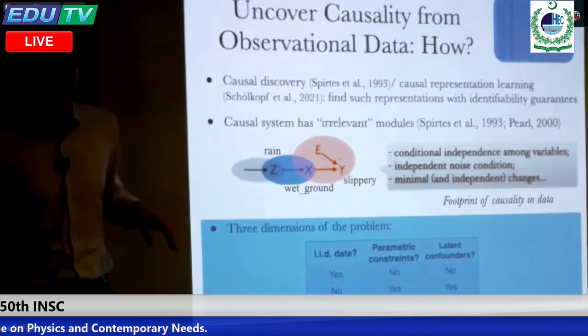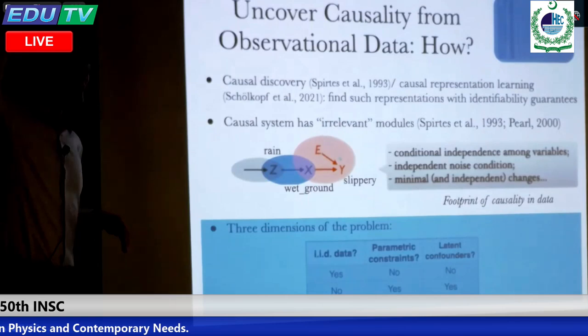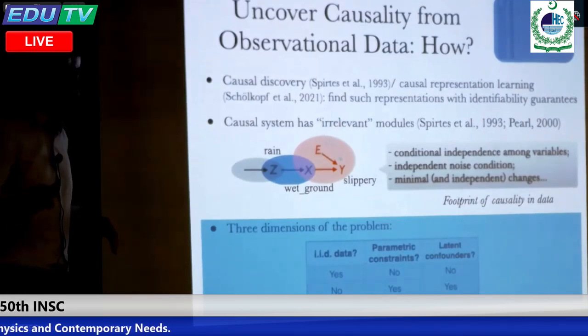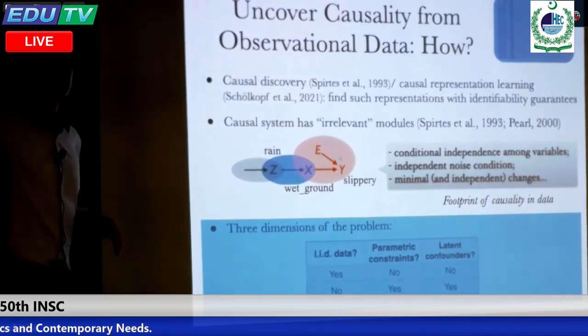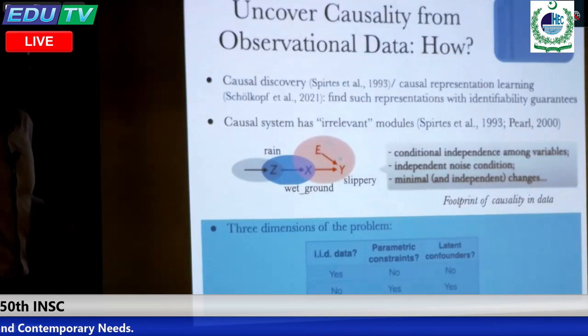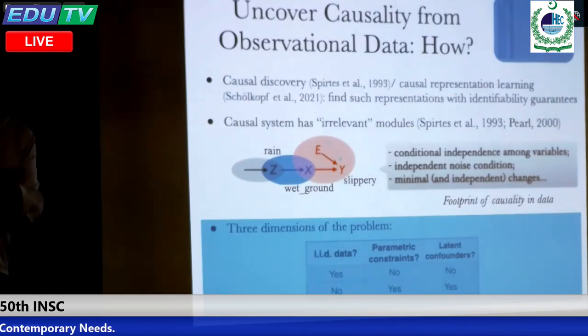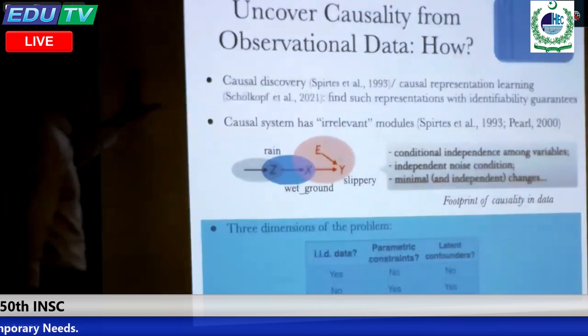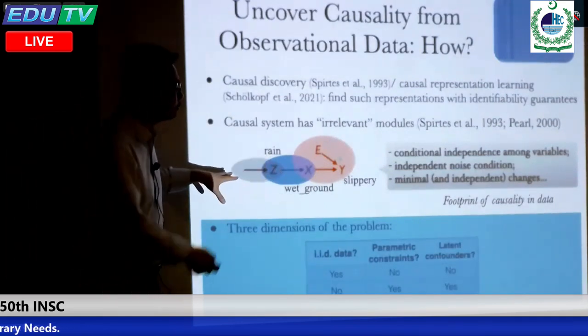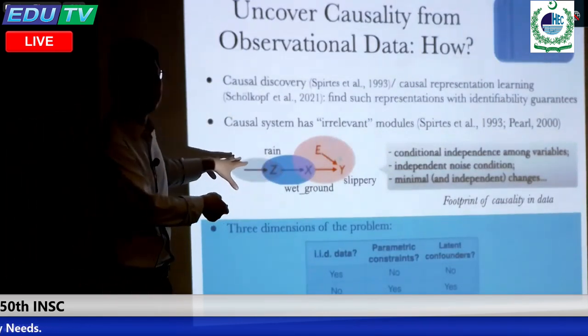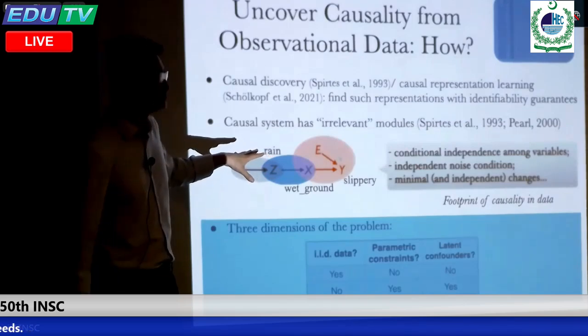They don't share parameters. In other words, how you make it rain is totally irrelevant to the process from rain to wet ground, because they happen in different places, right? They are not relevant. So this is known as modularity. All causal discovery methods can be derived from this perspective.